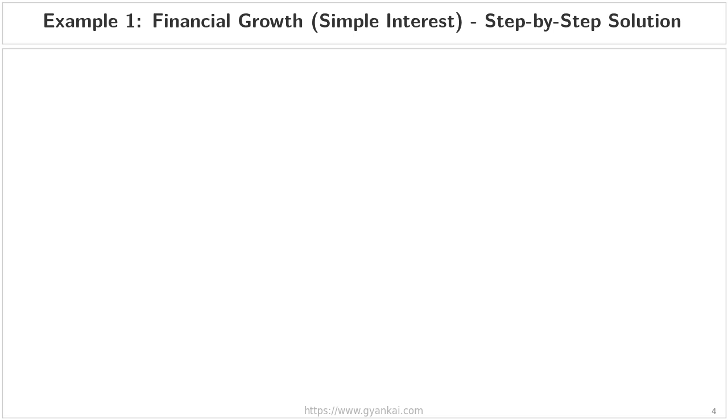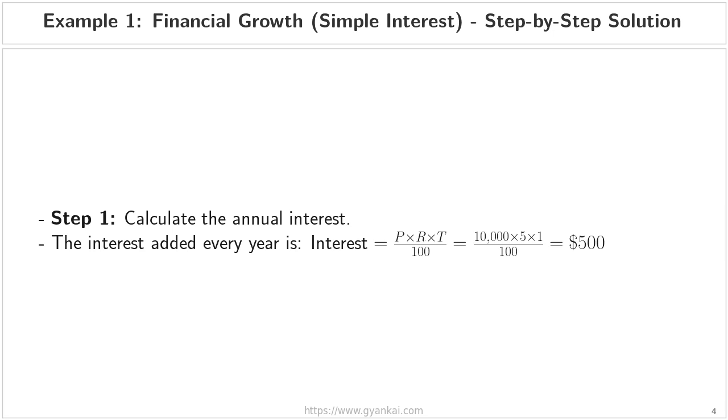Example 1, Financial Growth, Simple Interest, Step-by-Step Solution. First, we need to calculate the annual interest. To do this, we use the simple interest formula, P times R times T, all divided by 100. Plugging in our values, that is 10,000 times 5 times 1 divided by 100, which gives us $500. This represents the fixed amount of money added to the account every single year.